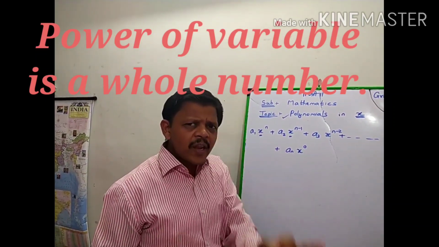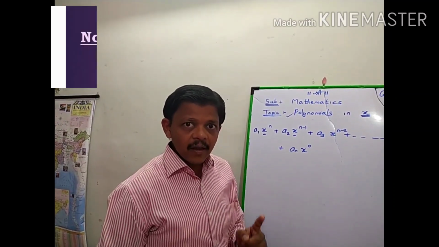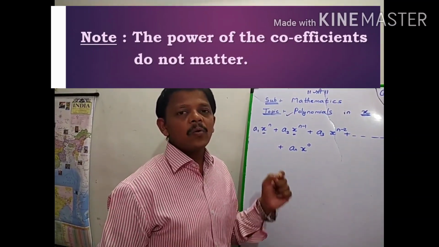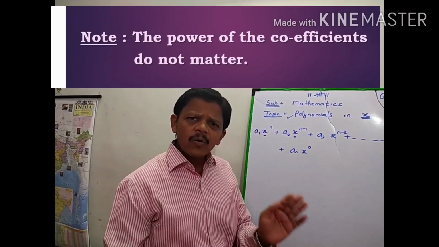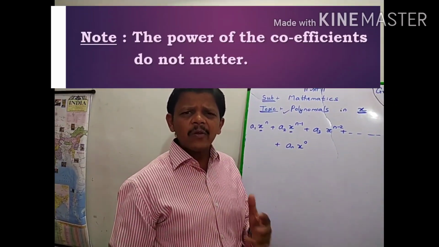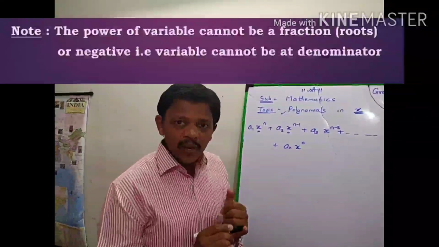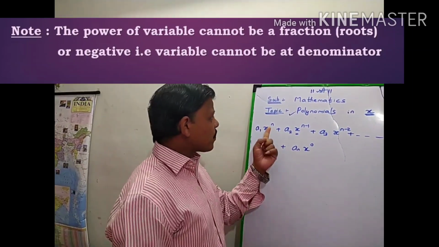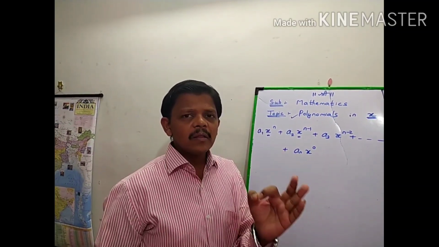This is a very important condition. You have to understand it. We are interested in the power of the variable and the power of the variable only. We are not interested in the coefficients a1, a2, a3, an. All these are coefficients. They can be anything. They can be fraction, decimal, square root, negative, positive, doesn't matter. But the power of x cannot be a negative integer, cannot be a fraction, cannot be a square root. This power has to compulsorily be a whole number.